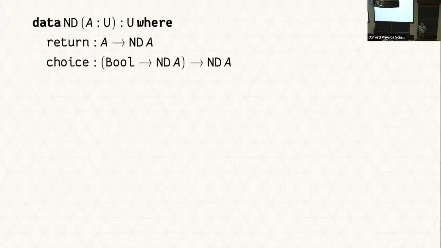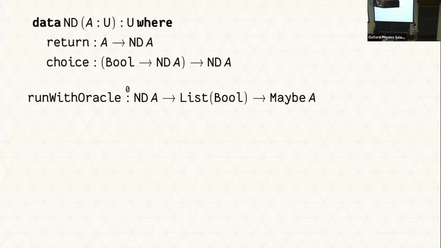So when someone uses this in a linear context, they have to choose whether they're doing true or false. And once they apply it, they don't get it back anymore. So these are going to be trees where, in a linear context, only one path can be taken through the tree. And we can also define in the zero fragment something which runs one of these things. We give it a list of Booleans and one of these choice trees, and then we maybe get an A, because we might not get an A, because we might run out of Booleans to make choices with.